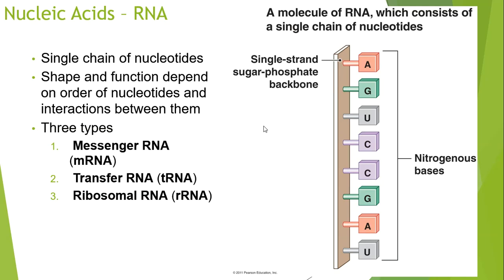RNA has a few different subgroups we can talk about here that are going to be important when you get into the cell replication cycle. And these are going to be your messenger RNA or your mRNA, your transfer RNA or your tRNA, and then your ribosomal RNA or your rRNA.